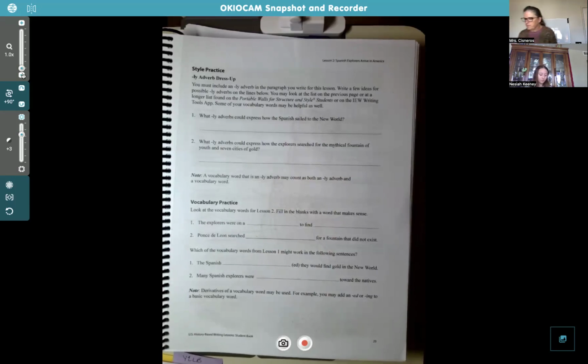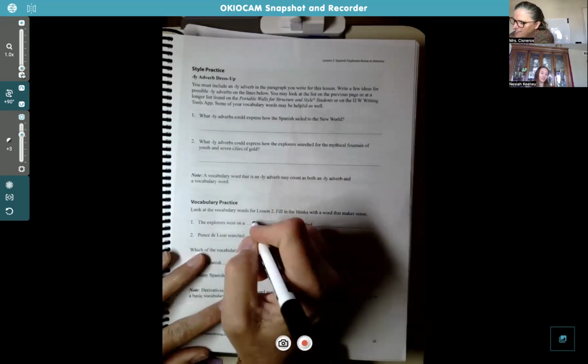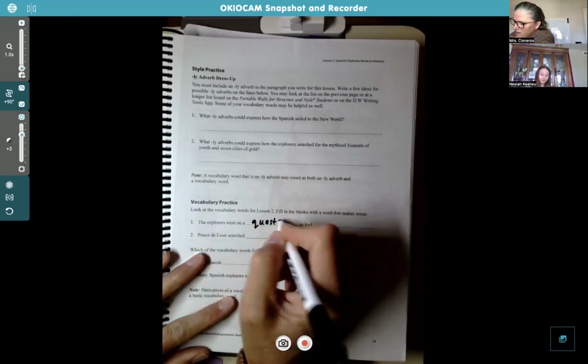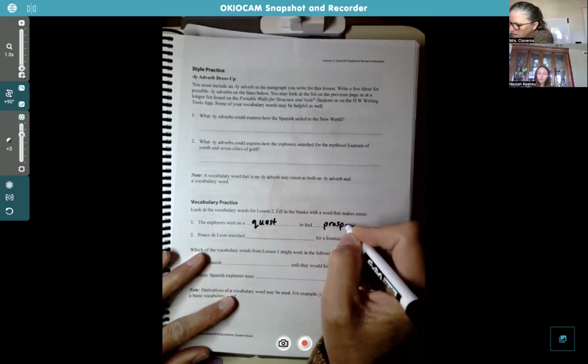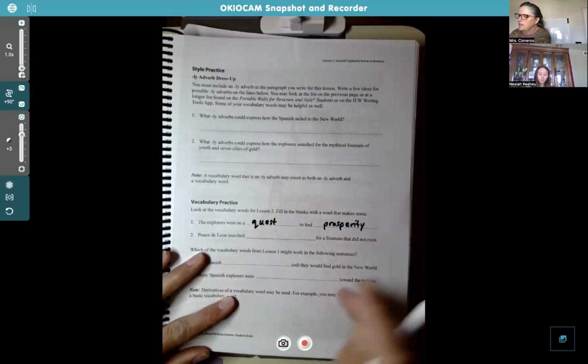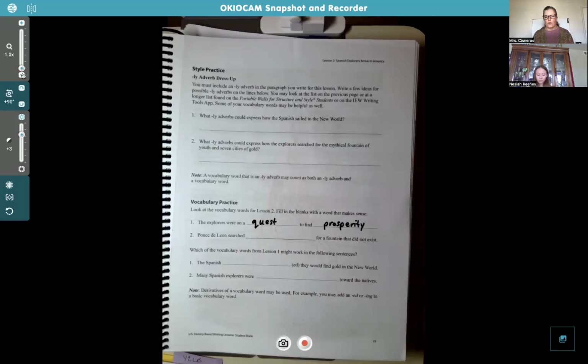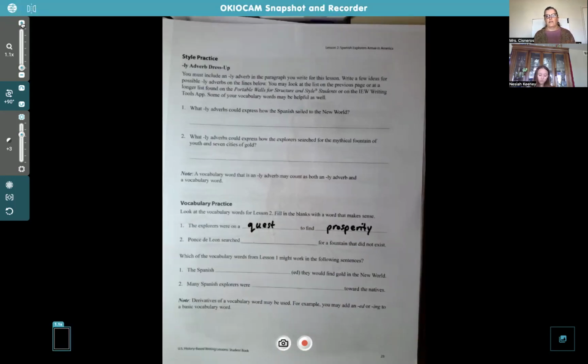The explorers were on a quest to find prosperity. Yes, good. So go ahead and write those in. That's right. To find prosperity or money, or it could be things like the city of gold or the fountain of youth or something prosperous like that. And then number two, when you're ready.